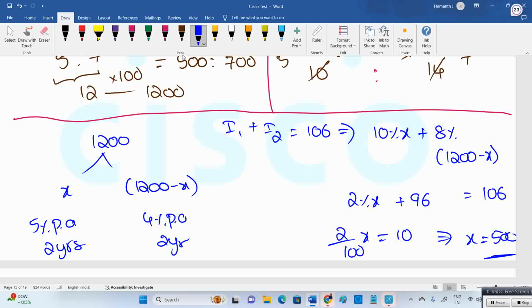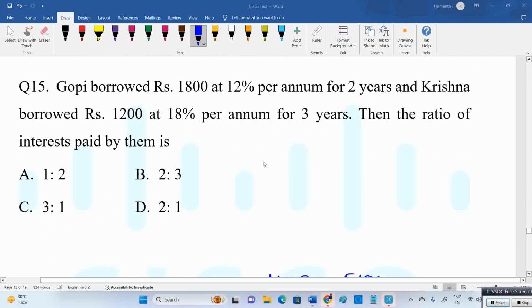Or if you want, you can use the PTR by 100 formula also. It's all up to you. I equal to PTR by 100, you can use that formula also. It's all up to you. See this next question.